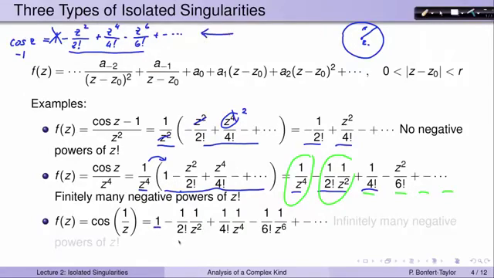So I have 1, and then instead of z squared over 2 factorial, I have the 1 over 2 factorial, and the z squared becomes 1 over z squared. And the next term, the z to the 4th, becomes 1 over z to the 4th. And then next, the z to the 6th becomes 1 over z to the 6th. And so here, it looks like the powers of z get more and more negative as I go on. So here, I have infinitely many negative powers of z.